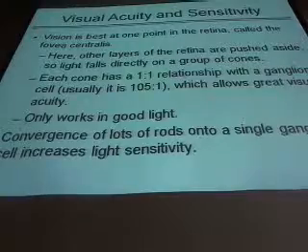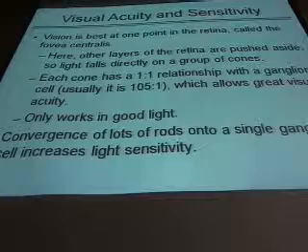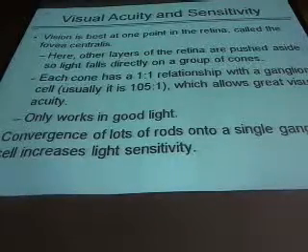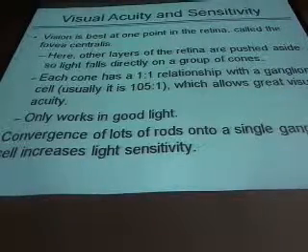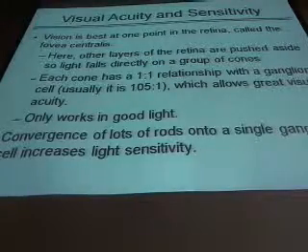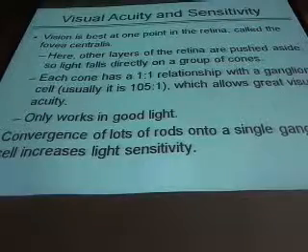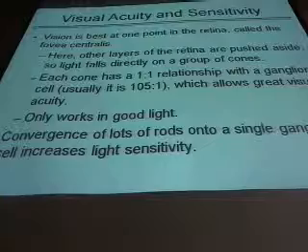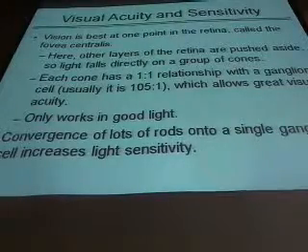With the rods, you'll probably have about 100, which allows more light in, but you don't have the acuity. Convergence of a lot of rods into a single ganglion increases the light sensitivity. You don't have the acuity. You have the acuity in the cones because it's a one-to-one relationship between the cone and the ganglion.